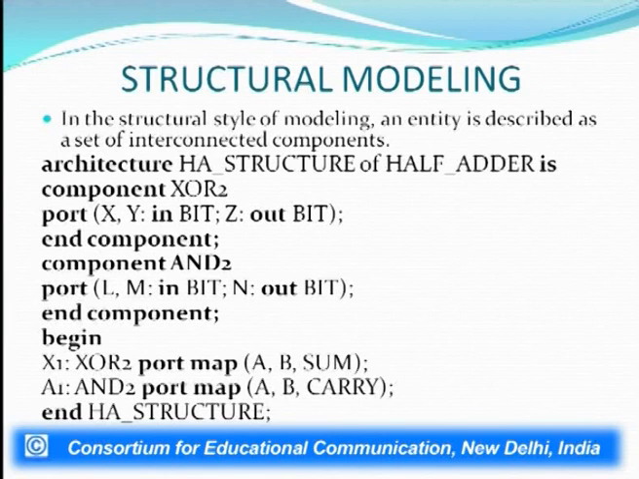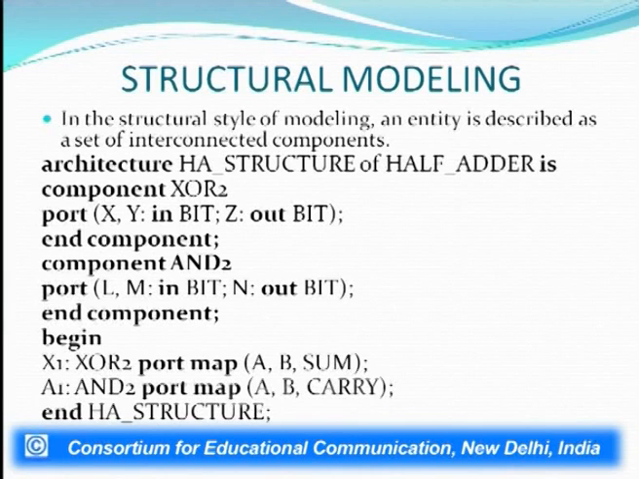Now, this XOR is a 2-bit port, 2 input XOR, so I say port X and Y. Here X and Y are arbitrary names I have given to a generic XOR gate. I am not putting my A and B directly here, because here I am in general describing a component XOR. So, I say X and Y, which are of input type bit and an output Z of type bit. Then AND component. Then I say component AND2, which is a 2 input AND gate. I give it 2 ports L and M, in bit and N output, and I end my component.